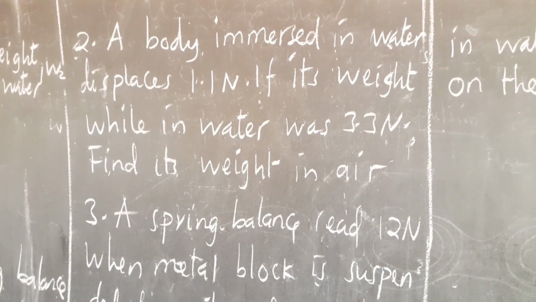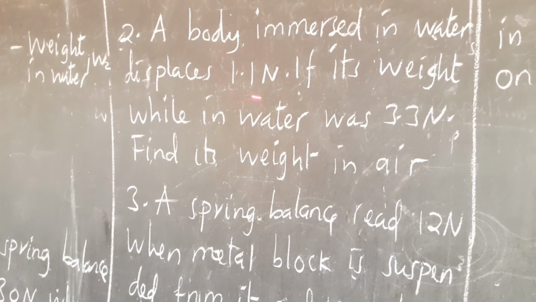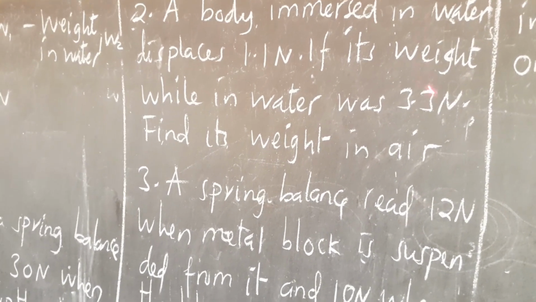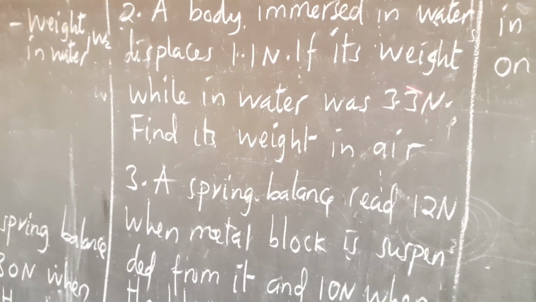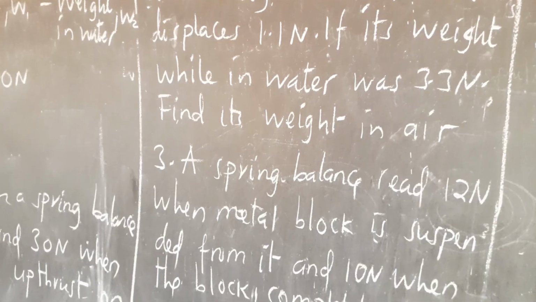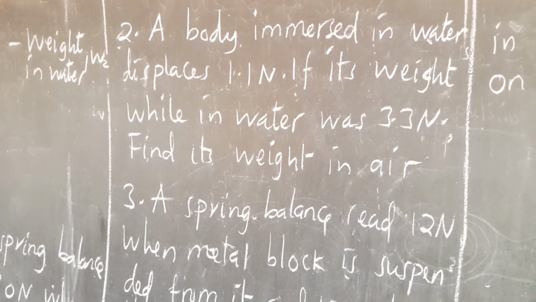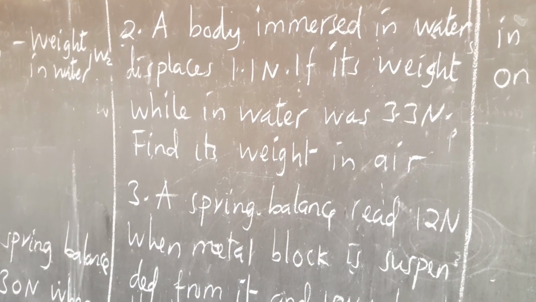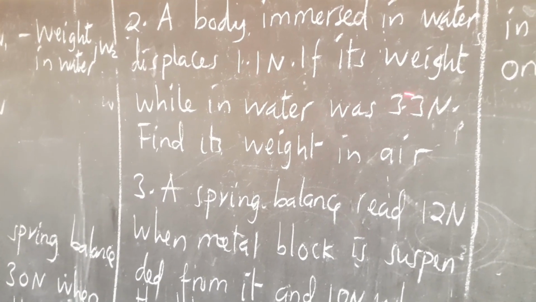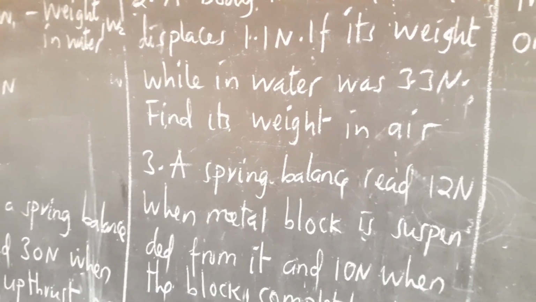Question number 2. An object immersed in water displaces 1.1 Newton if its weight while in water was 3.3 Newton. Find the weight in air.